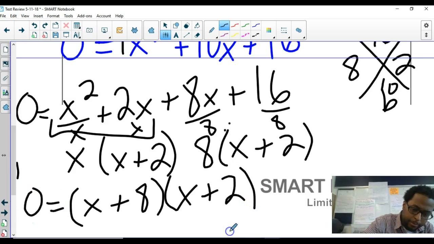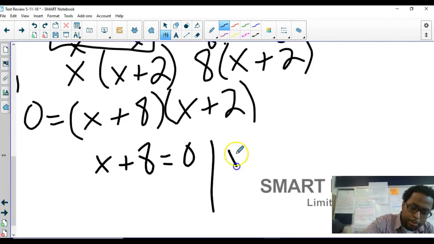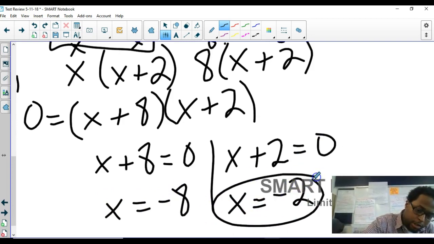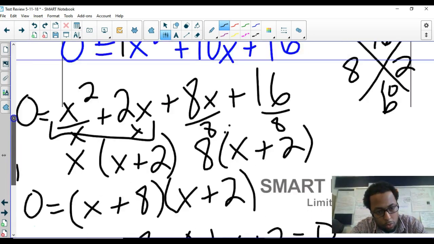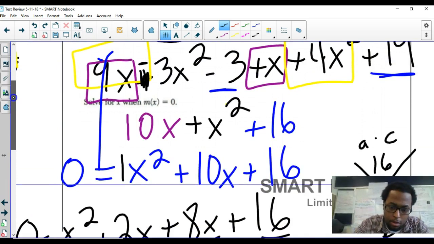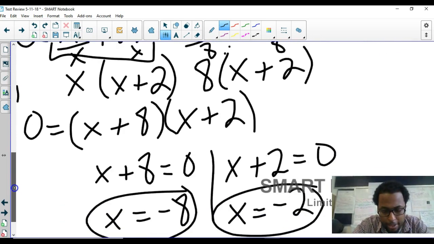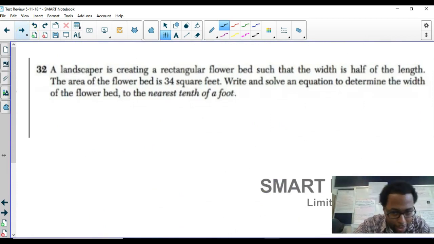Okay? So, separate them. The first one's going to be x plus 8 equals 0. The second one's going to be x plus 2 equals 0. x equals negative 8, and x equals negative 2. Okay, so those are going to be my answers: negative 8 and negative 2. Okay, so my first answer was this equation. My second answer was the second. And again, simply what I did was just multiply and add them together. If you struggle, again, I said it like 6 times, rewind the video.